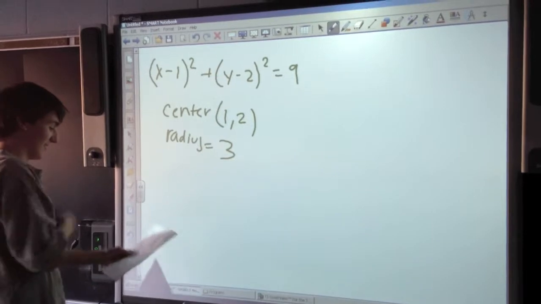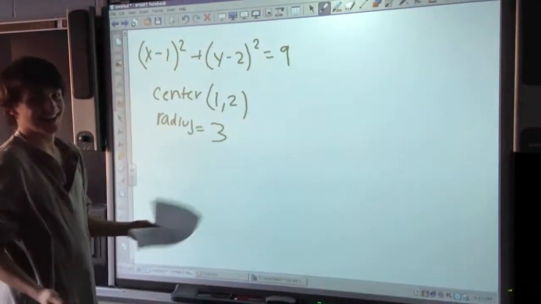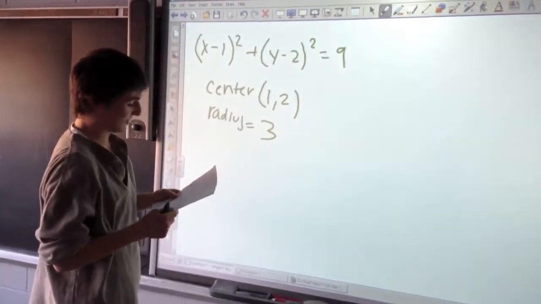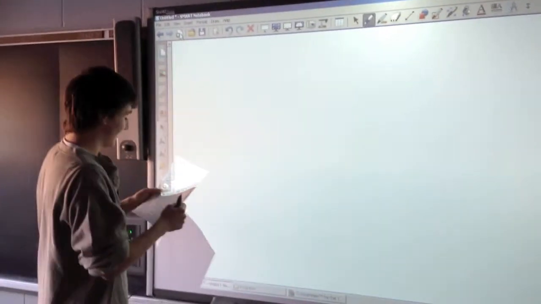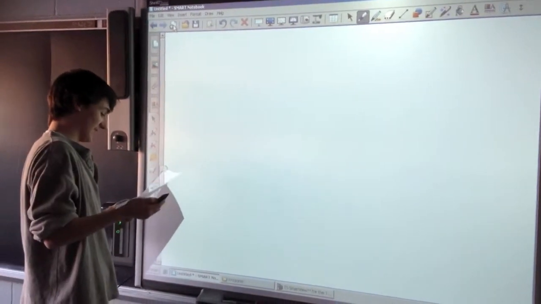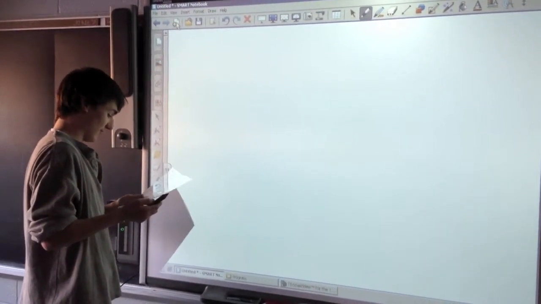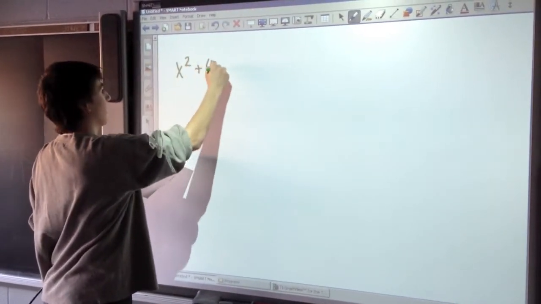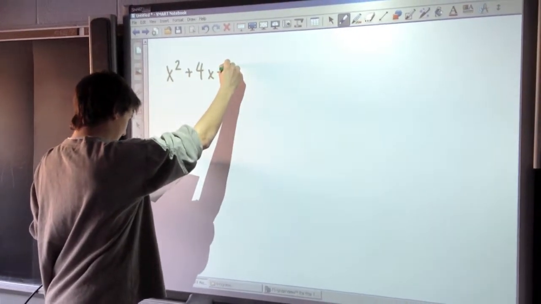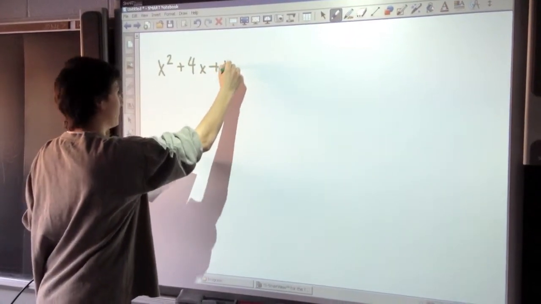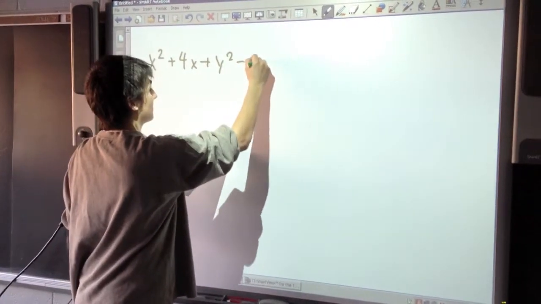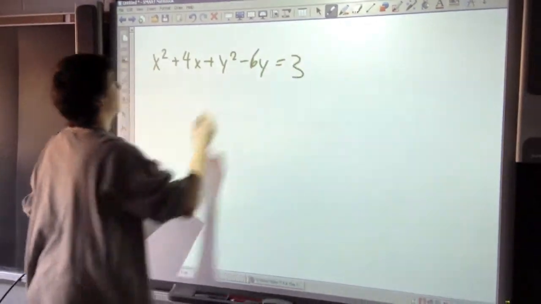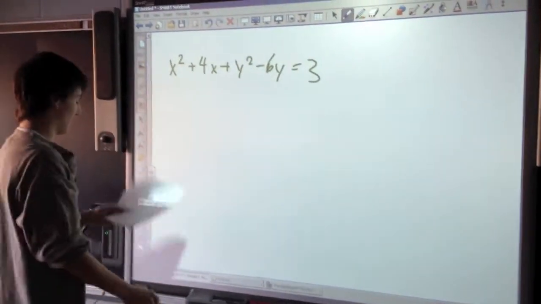But then there's times where it's not always the same, because it comes out more confusing, because it's not in standard form, so you have to put it in standard. So in that case, you could get a situation where it's x squared plus 4x plus y squared minus 6y equals 3. So here you have to first put the parts together.